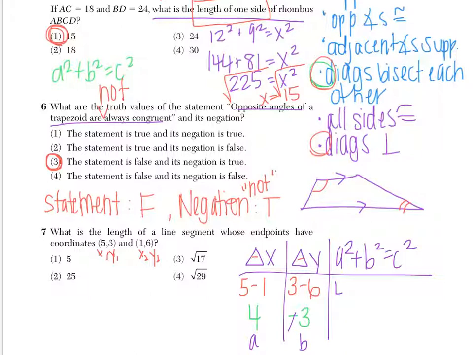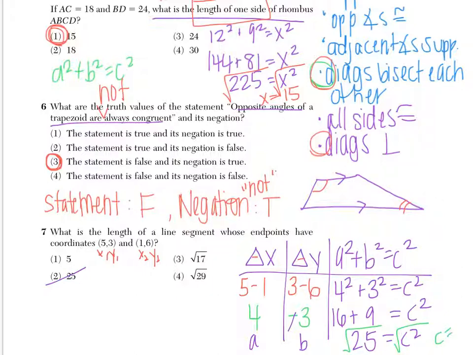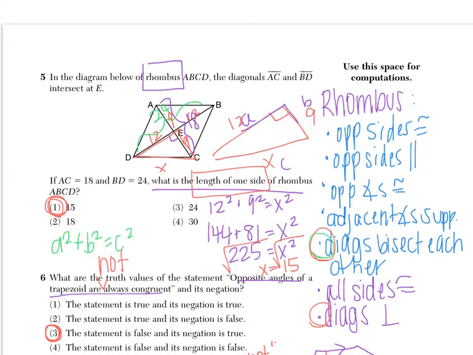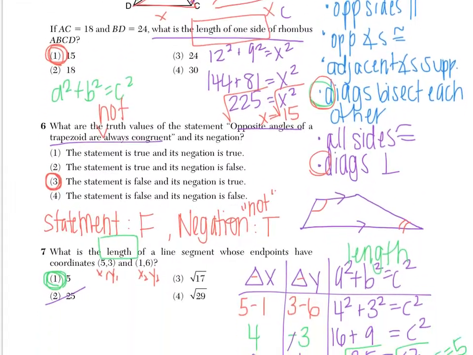So here we have 4 squared plus 3 squared equals C squared. 4 squared is 16 plus 3 squared is 9 equals C squared. This means that 25 is equal to C squared. Do not get tripped up here. 25 is not your choice. We still need to solve for C, so we need to square root both sides, leaving me with a final answer of C equals 5, or the length. Remember, Pythagorean theorem helps us find length. The length is equal to 5. Choice 1. So answers for this page, we have number 5 is 1, 6 is 3, 7 is 1.